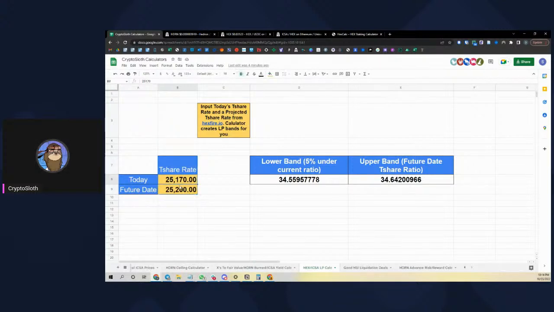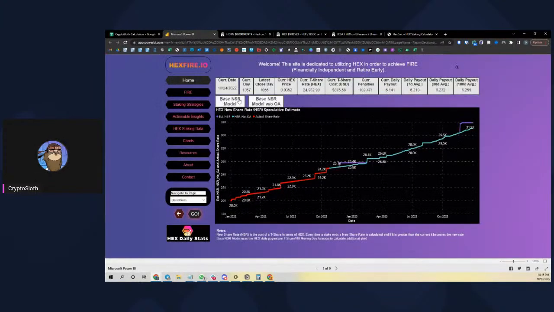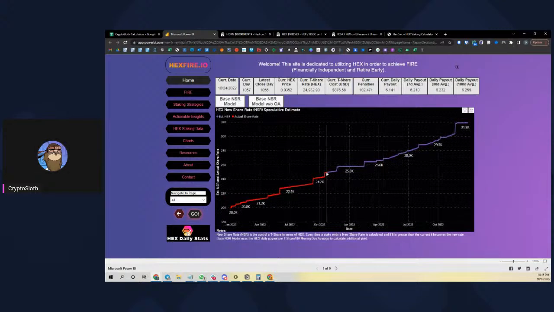And so you can use that by providing two different T-share rates, and then it'll automatically calculate some liquidity bands. Right now we're at 24,932, and then say we wanted to provide liquidity. So we go to hexfire.io. This is the site that I use to get a potential future T-share rate. Just to make it simple, we're right here.